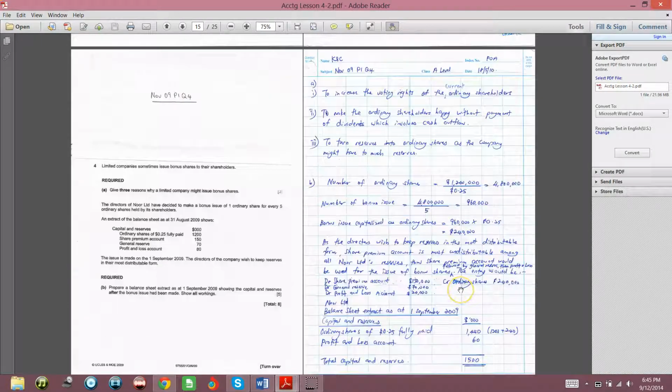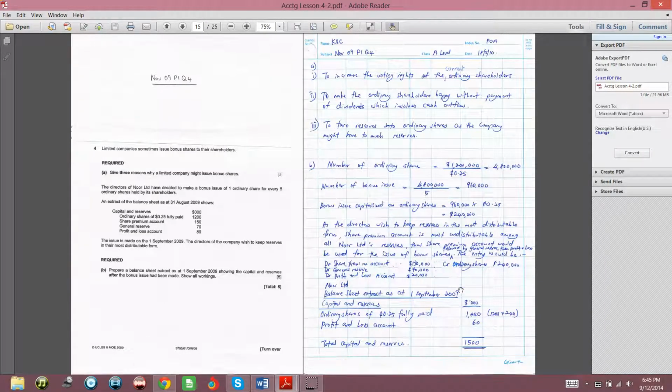So now we come to November 09 paper 1, question 4. The question says, give 3 reasons why a company might issue a bonus share. I will write what I can think of: to increase the voting rights of the current ordinary shareholders. If you issue bonus shares, that means more ordinary shares are given to the current shareholders, so they will have more voting rights.